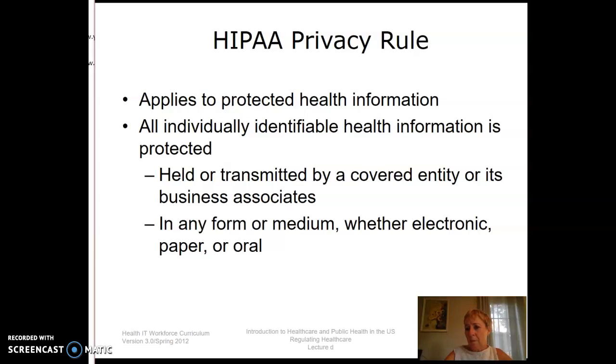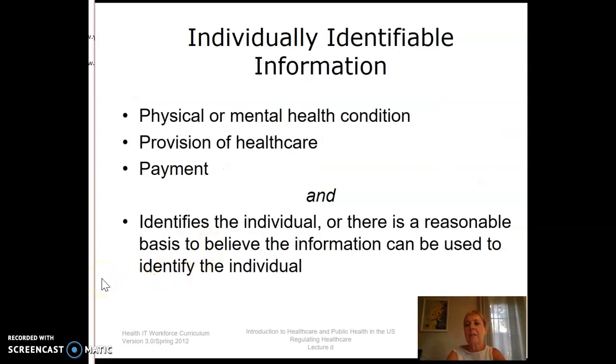PHI can be in any form or medium, so it could be an electronic record, a paper record, or an oral record. Individually identifiable information means any physical or mental health condition that can identify you, any provision of health care that is provided to you, and all payment, that's all considered part of that. But if it identifies the individual and there's a reasonable basis to believe that information can be used to identify. So they've actually done studies where they've taken information and they've hidden most of it, where all you might see is a patient's age or their address.